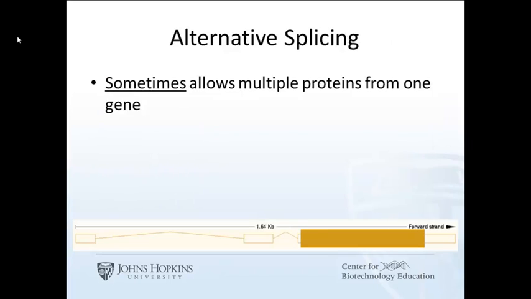Okay, we know that some mRNAs are spliced differently in a process called alternative splicing. You probably learned that it's a way to get more than one protein out of a single gene. You may have learned that one cell type might splice it one way to get protein A, and another cell type might splice it another way to get a different protein product, protein B.